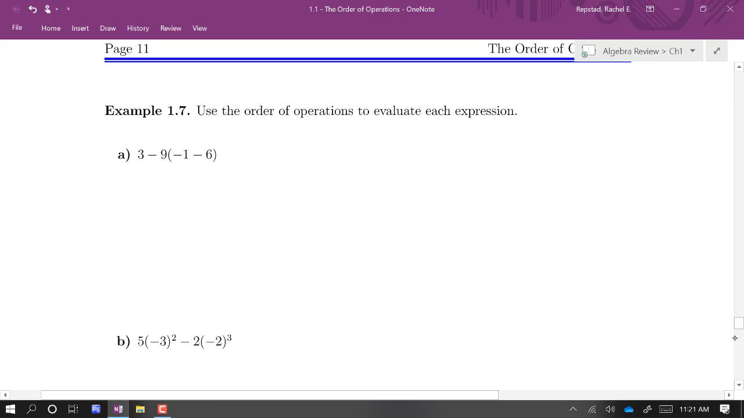All right, we're going to do some examples. We're going to use the order of operations to evaluate here. In part A, we have a set of parentheses. I'm going to start there first. And things I'm not working on, I'm just going to bring over. Negative 1 minus 6, that is negative 7. Next comes multiplication. So 3 minus 9 times negative 7 is a negative 63. And then minus a negative 63 is plus 63. And we get 66.